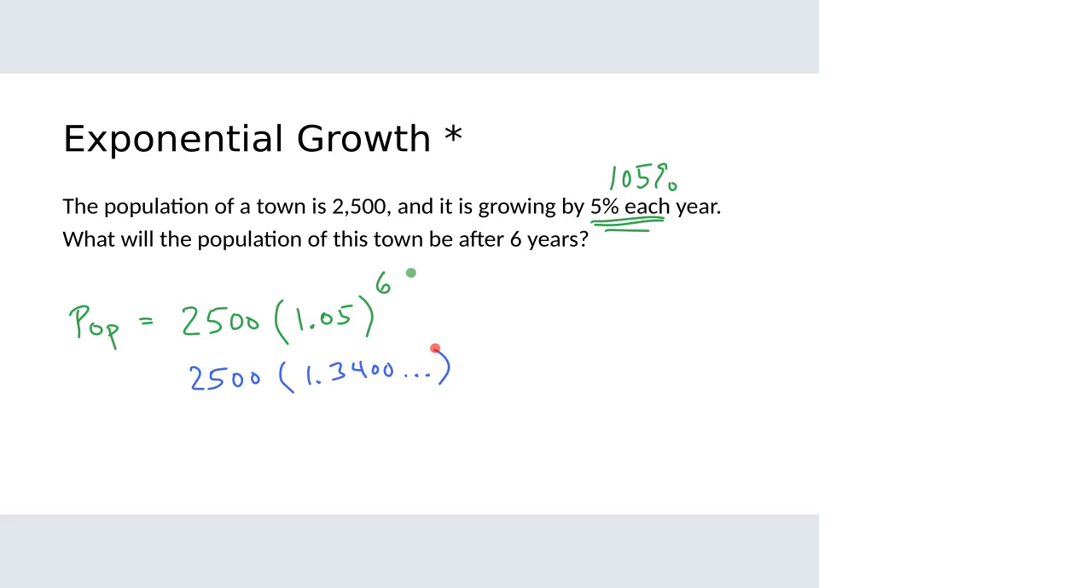And then I only have one step left to go, and that's multiply that by the 2,500 and end up with 3,350.239. But we're talking about people here. We can't have a fraction of a person or a decimal of a person, so we round this to the nearest whole number. And when we round to the nearest whole number, that's the ones place. That's 4 or lower, so we round this down to 3,350. So our new population after 6 years will be 3,350.